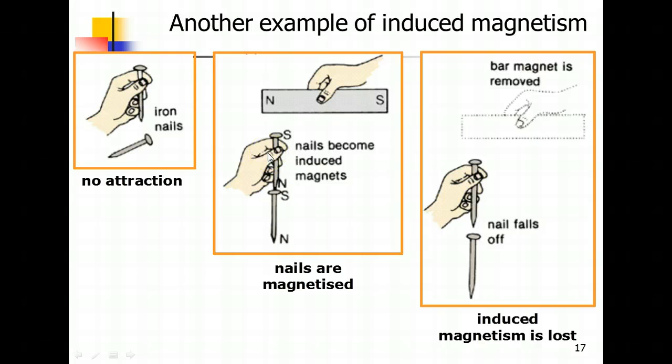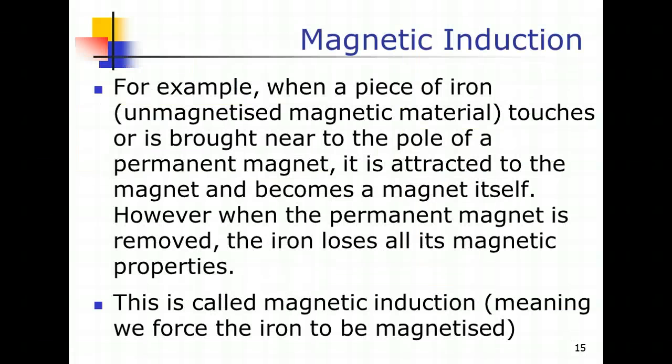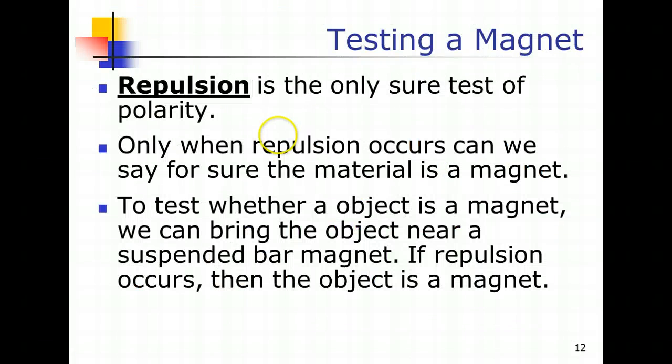Now let's move back to slide number 12. Slide number 12 is regarding testing a magnet, where very often you find that there will be a problem given to you whereby it says, this is a magnetic material, an iron. How do you determine whether this iron is already a permanent magnet or is simply just an iron bar? So how do we find out whether this iron bar is either a magnet or not a magnet?